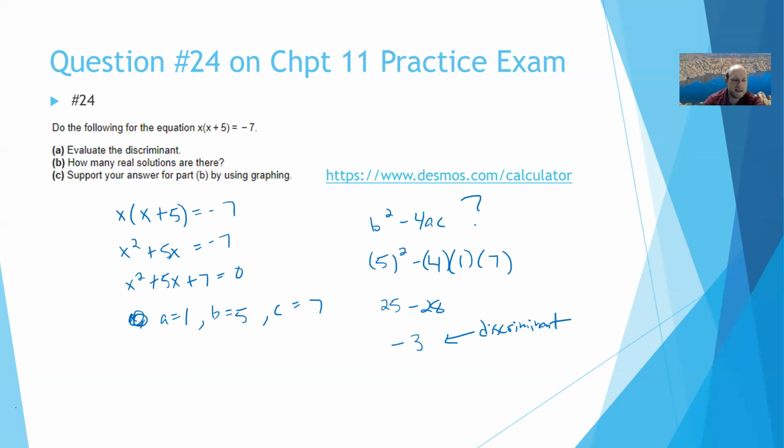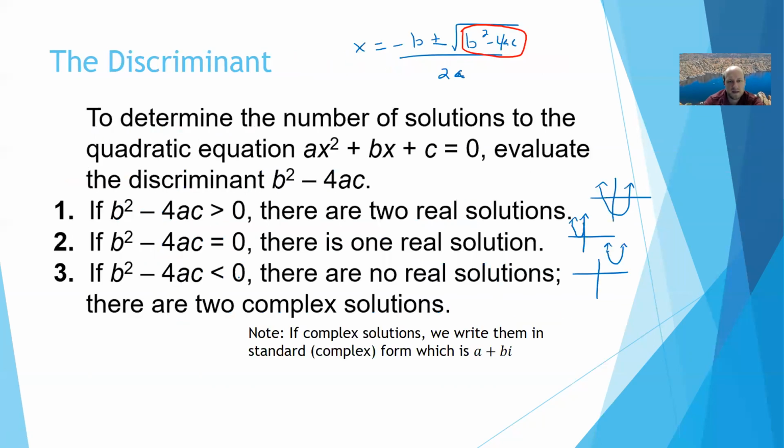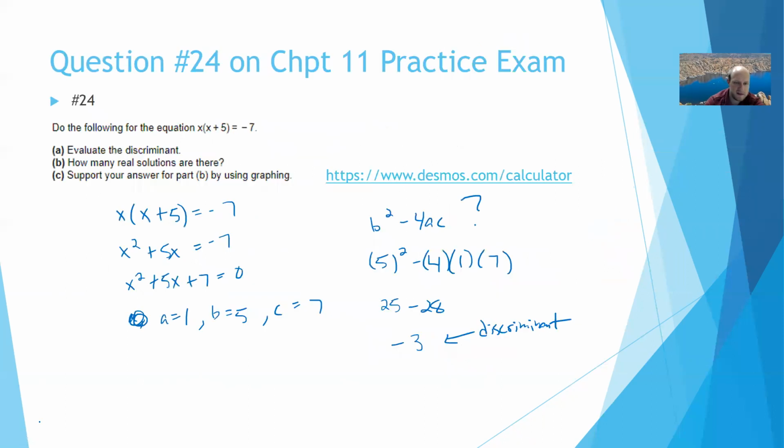Well, what happens when it's negative? There are no real solutions, right? Option 3 here, B squared minus 4AC, we just got -3 from all that. It's less than 0. So that automatically tells me, because -3 is less than 0, we have no real solutions. Interesting, okay? So no real solutions in this case. What does that mean? That means the graph will not touch the x-axis at all, right?